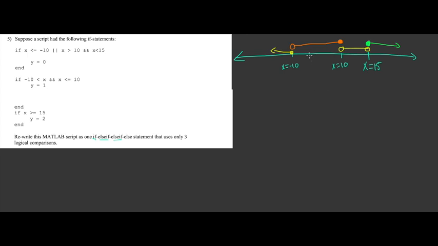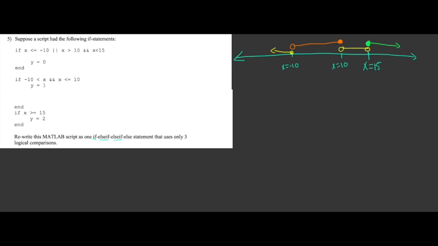Now, I went ahead and drew out our intervals. On the first interval, x is less than or equal to negative 10, so I close the circle and it goes down. Or x is greater than 10, so open circle, and less than 15. So open circle over here. So that's our first interval. Our second interval, we have x is greater than negative 10 and less than or equal to 10. And our final interval is that x is simply greater than or equal to 15.